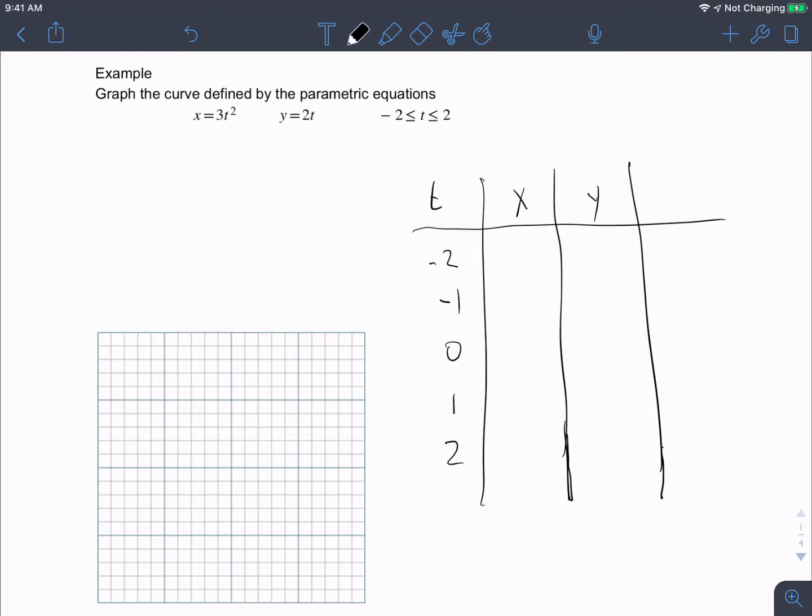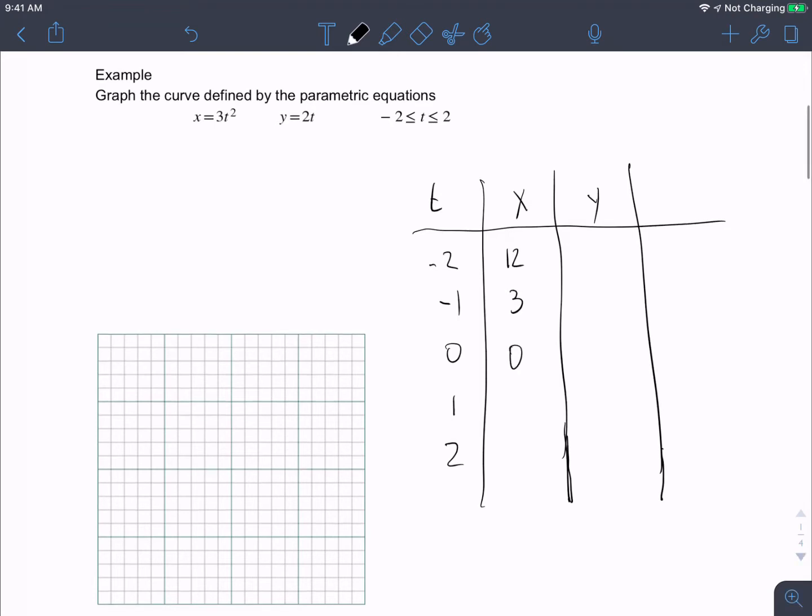When I plug -2 into the x equation for t, I'm going to get -2 squared, that's 4, times 3 will give me 12. Then -1 squared is 1, times 3 will give me 3. 0 will obviously yield 0, and then 3 and 12. For our y's, we're going to get -4, because it's 2 times -2, then -2, 0, 2, and 4.